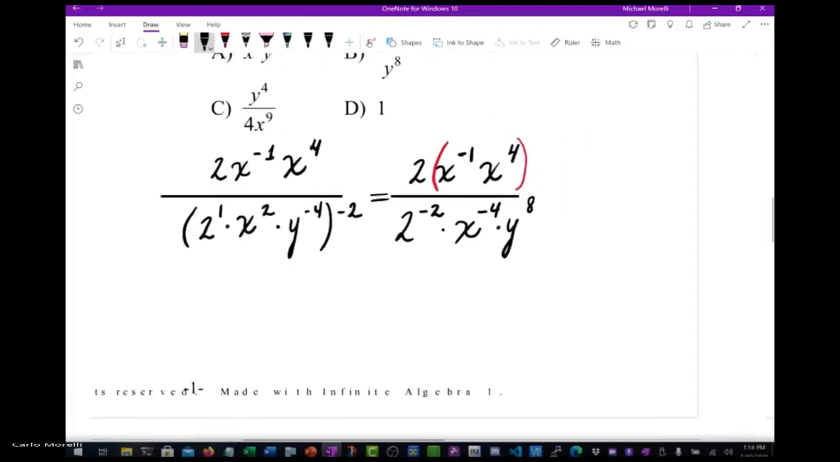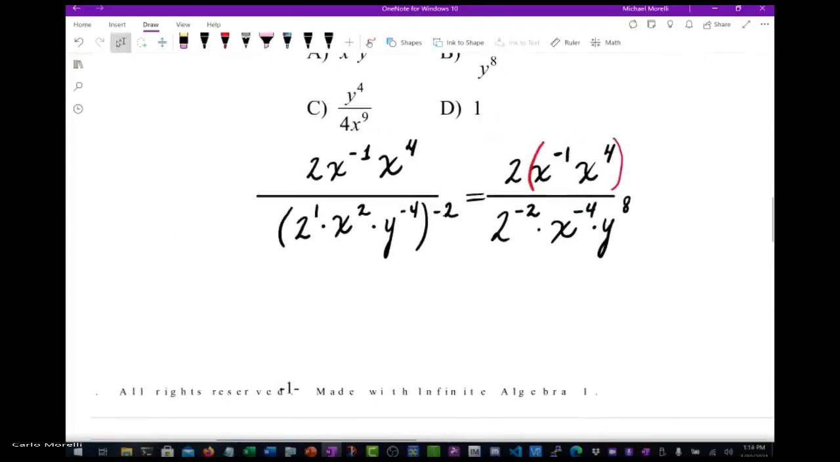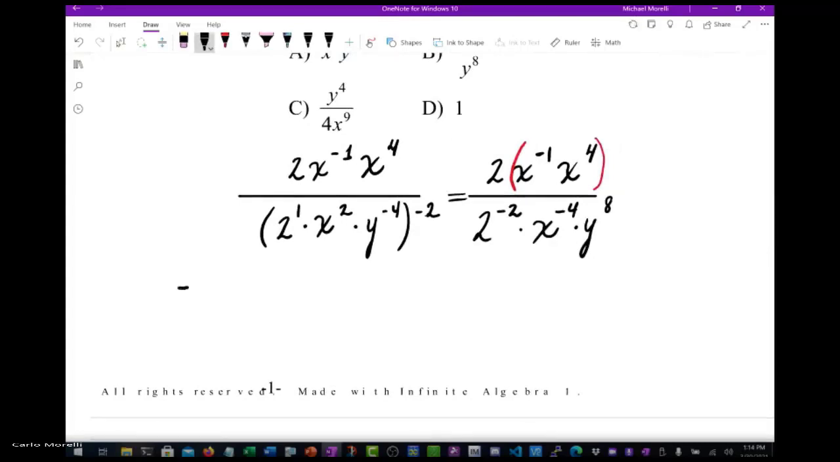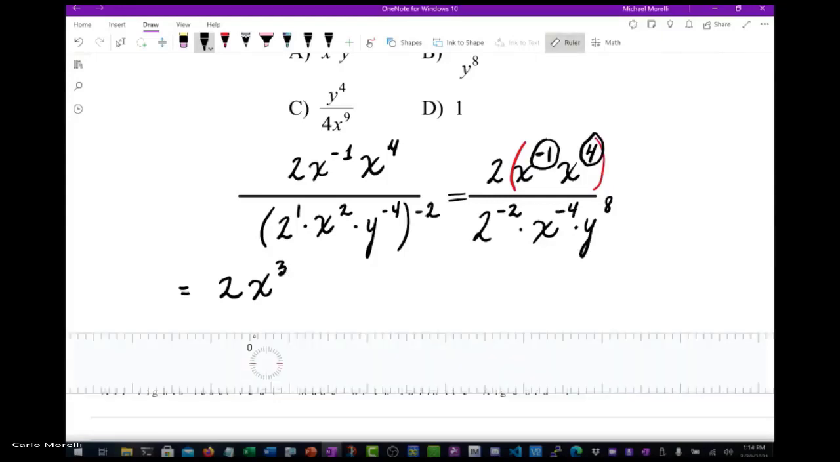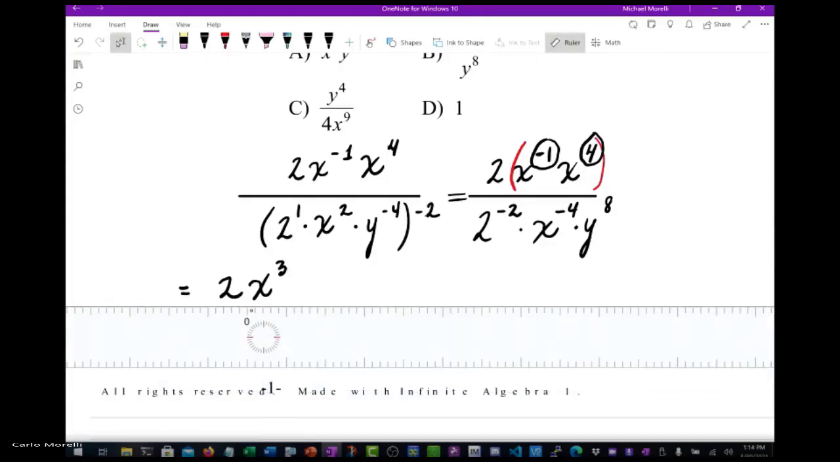So I guess we'll put equals down here. We're going to go ahead and rewrite that upstairs too. And now remember, bases same, add exponents. So you have to add -1 and 4. And that gives you +3. So that's 2x raised to the power of 3 over.